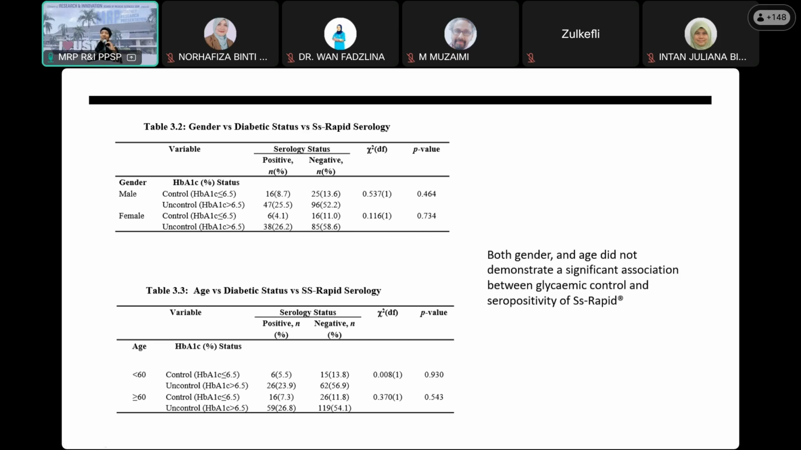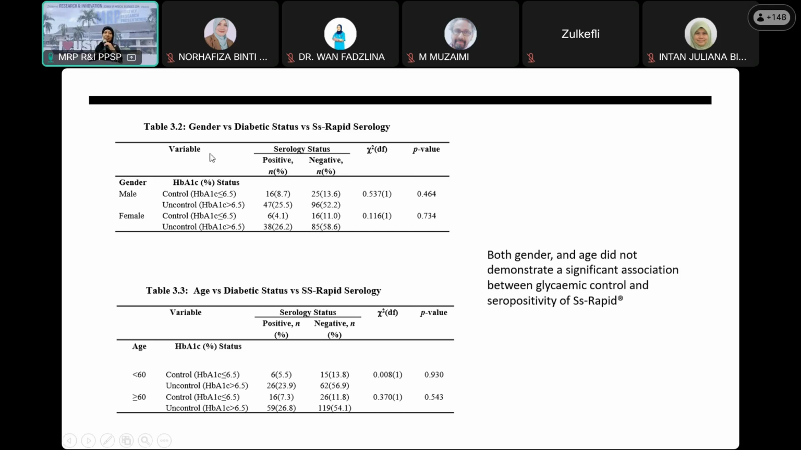But we are satisfied with the analysis, because in these few tables we compare between seropositive and negative. And after that, we compare within the seropositive, whether the HbA1c is less or HbA1c is more. So we redo one more analysis after this.